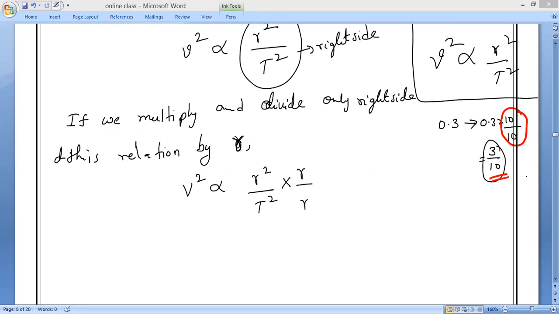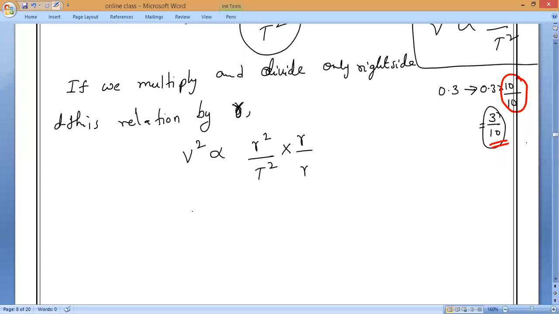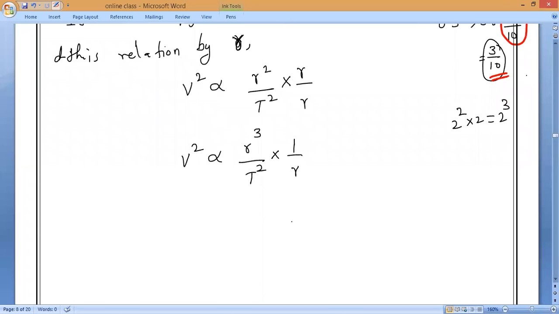Now, observe very carefully. Here onwards, the twist will be very nice. So what is Kepler's law? Now, check it, everybody. Modify this as v square directly proportional to r square into r. By the mathematics formula, 2 square into 2, can I write as 2 cube? Yes, same way. So r square into r turns into r cube divided by t square into 1 by r. Is it right or wrong? Yes, sir.